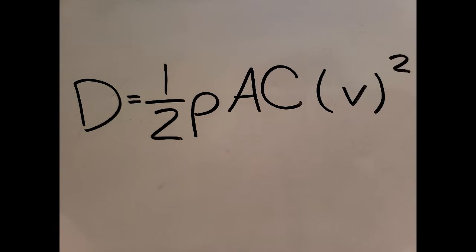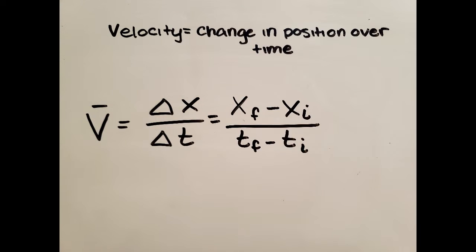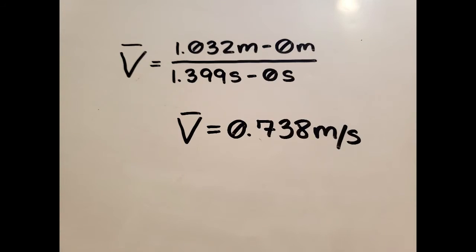The equation to find drag is 1/2 times the density of air, rho, times the cross-sectional area of the object, A, times the drag coefficient, C, times the velocity of the object squared, v. Velocity is defined as an object's change in position, x, over time, t. Looking at the position graph we made earlier, the car traveled 1.032 meters in 1.399 seconds, giving us an average velocity of 0.738 meters per second.